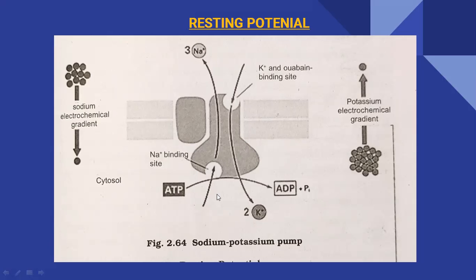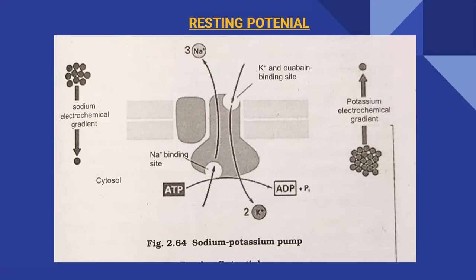More sodium comes inside the cell. That's why the inside potential rises from minus 70 millivolts to plus 30 millivolts. So after the action potential is finished, what is the condition? Outside, more potassium will be there. Inside, more sodium will be there. Immediately after the action potential is finished, inside more sodium will be there, outside more potassium will be there. So this is the reverse of the resting condition.